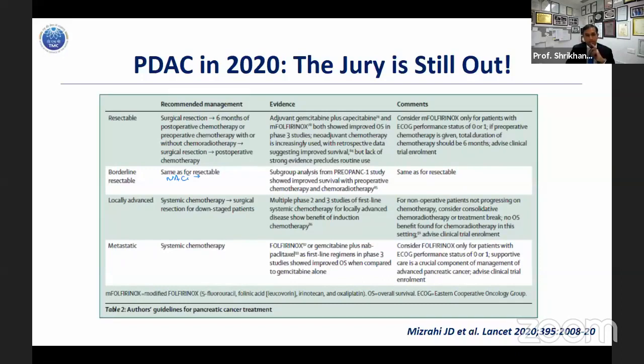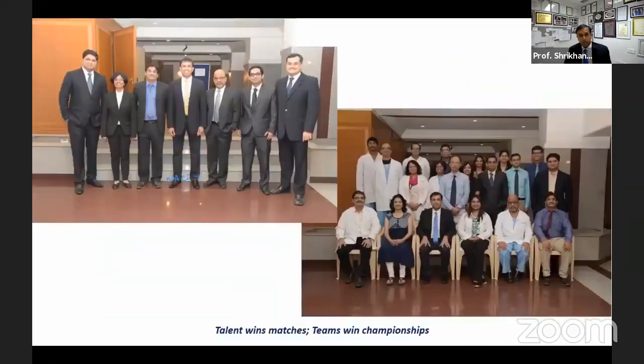For locally advanced disease, it's obviously systemic chemotherapy, and in a percentage of patients, we would be able to offer surgery. Otherwise, they would continue for chemo and chemoradiotherapy. Metastatic disease is beyond the purview of this lecture.